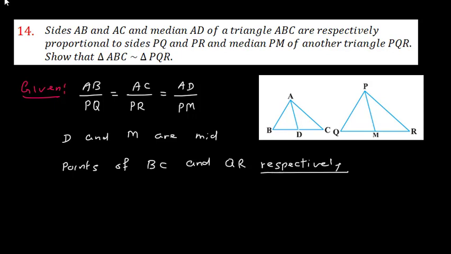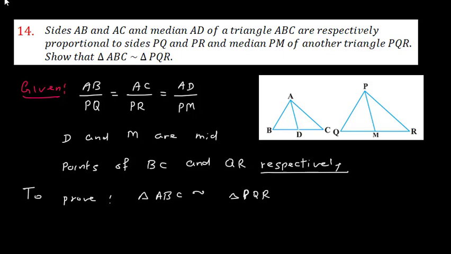so this is given, and what you have to prove? You have to prove that triangle ABC is similar to triangle PQR. Okay, you have to prove that these two triangles are similar. Now how will you prove it? These three sides are given in ratio.